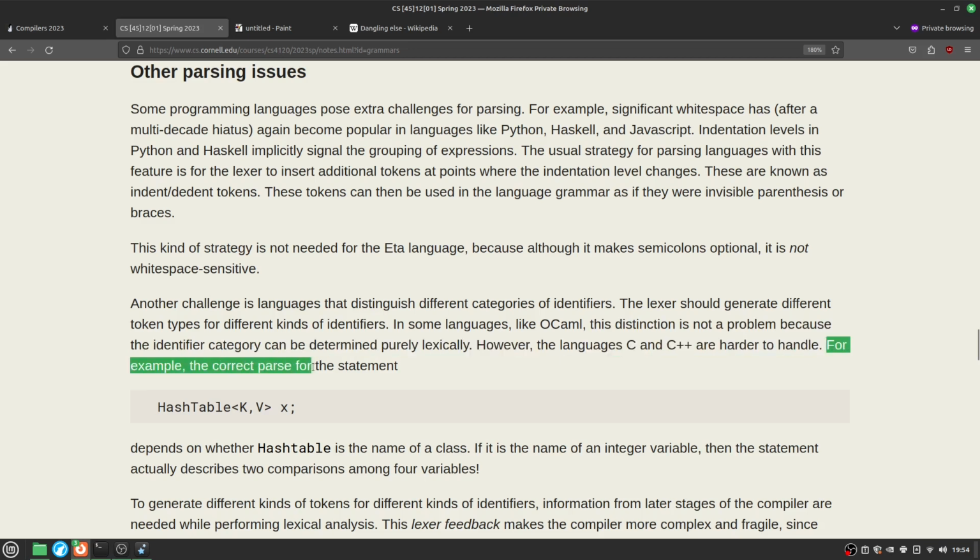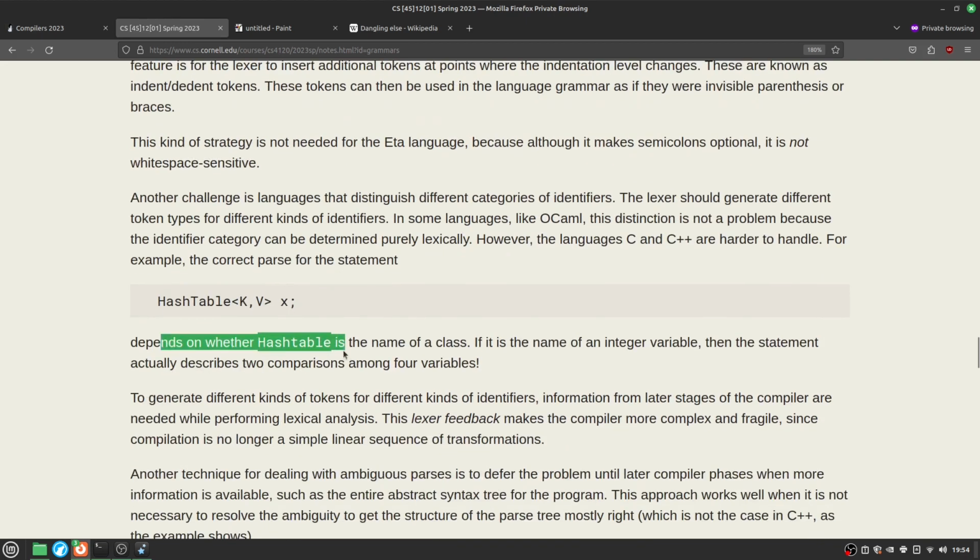For example, the correct parse for the statement hash table of type generic type K and V X depends on whether hash table is the name of a class. If it is the name of an integer variable, then the statement actually describes two comparisons among four variables. Yeah, I guess. So you have hash table is less than K and V is greater than X.